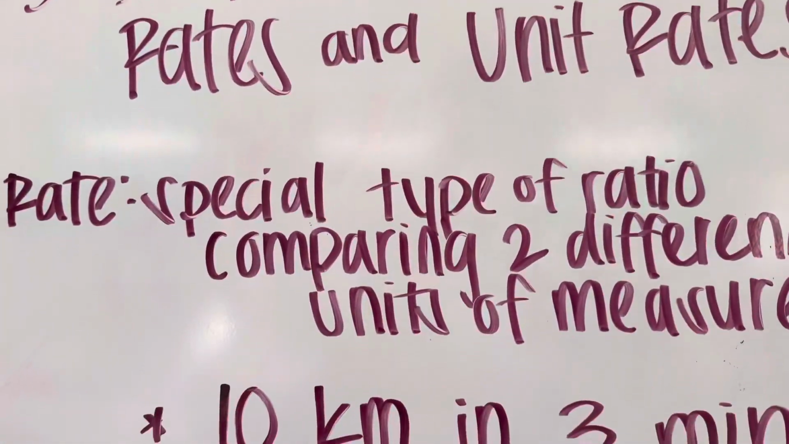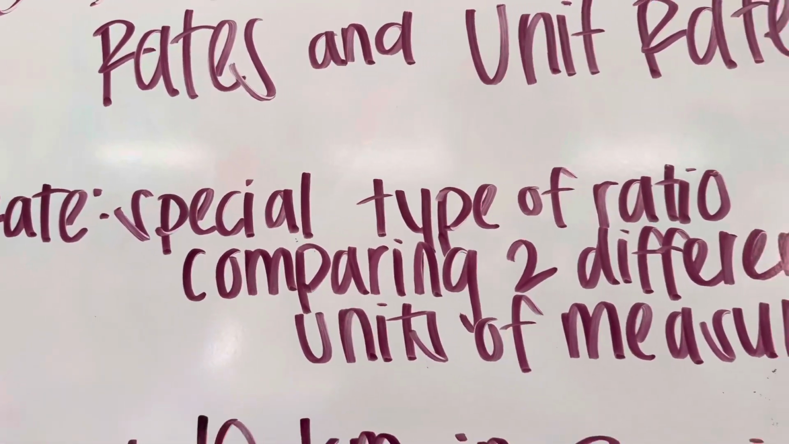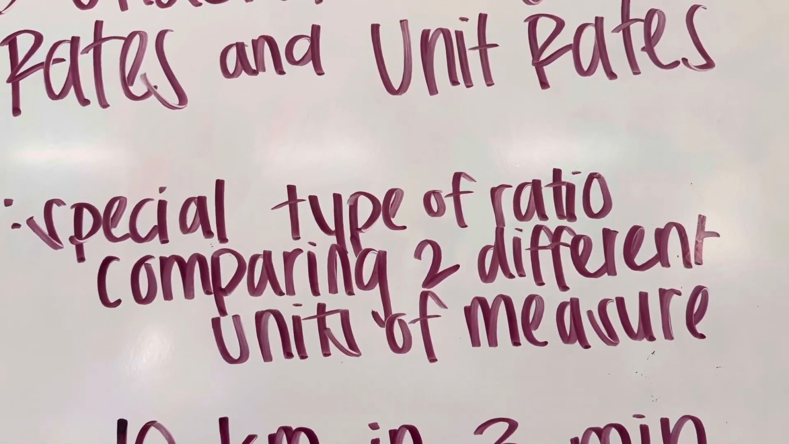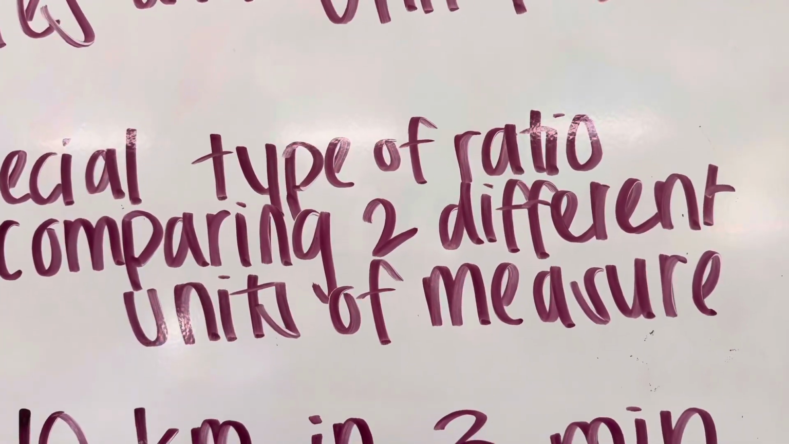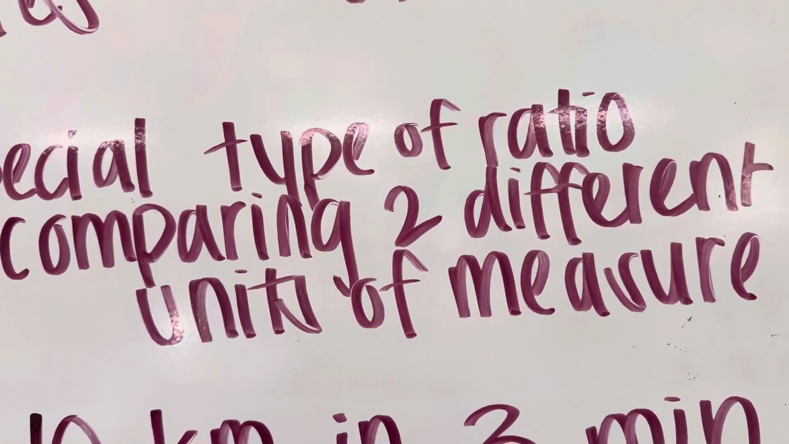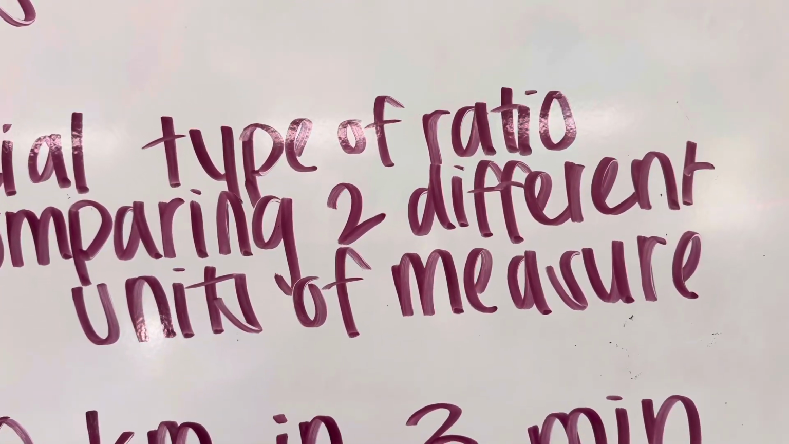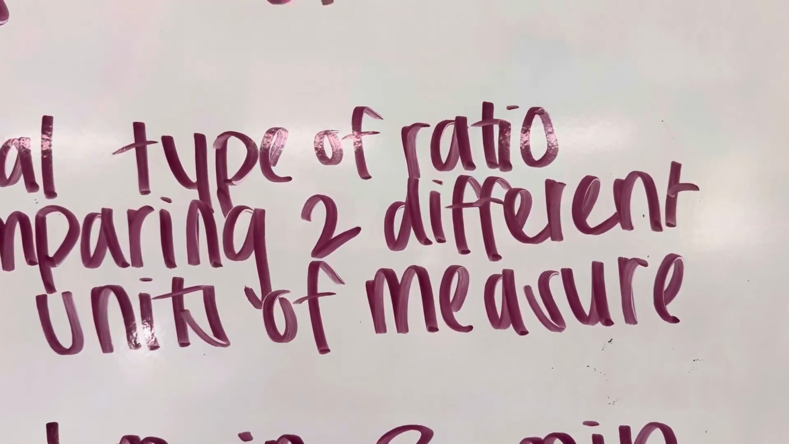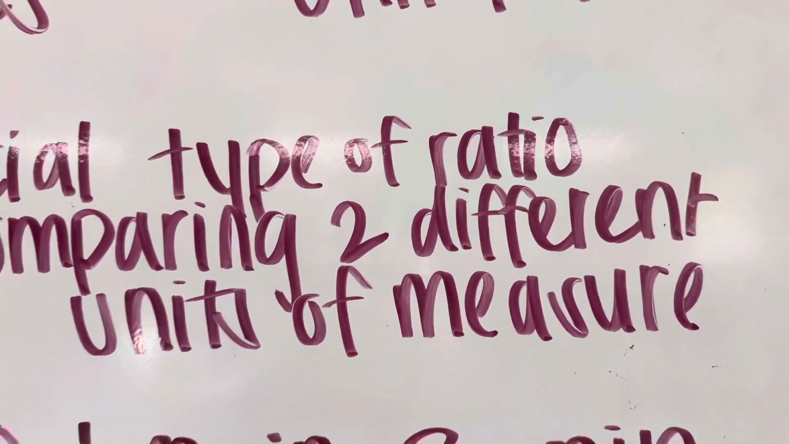All right, first thing, when we're taking a look at rates, they are special types of ratios, and the biggest thing here, you guys, is they're comparing two different units of measure. Miles per hour, feet per second, money per whatever, okay? So it's two different units, okay?